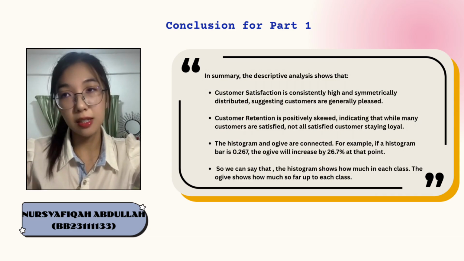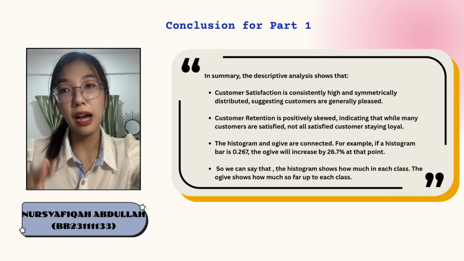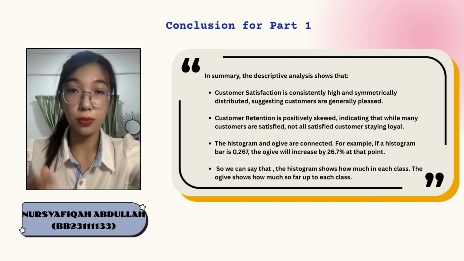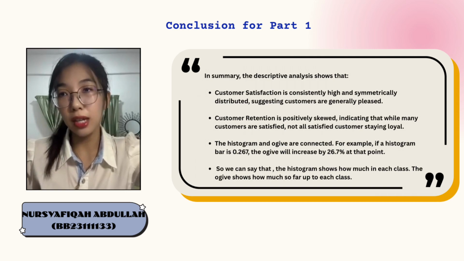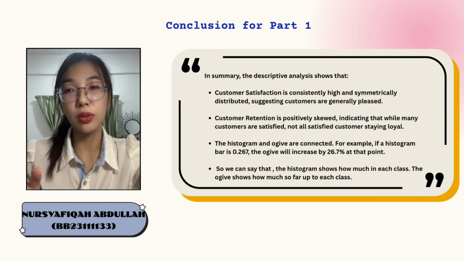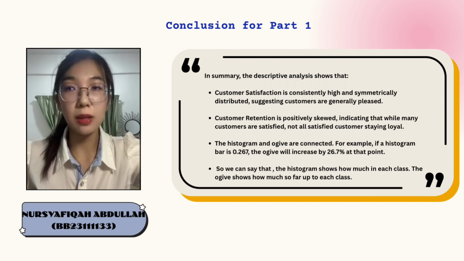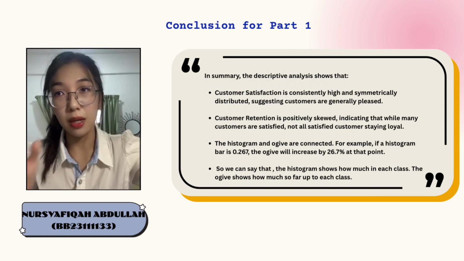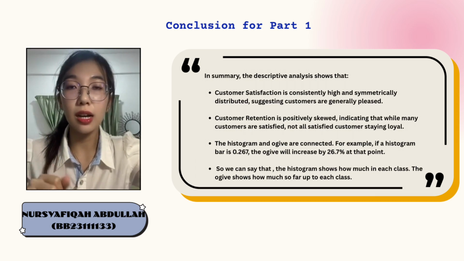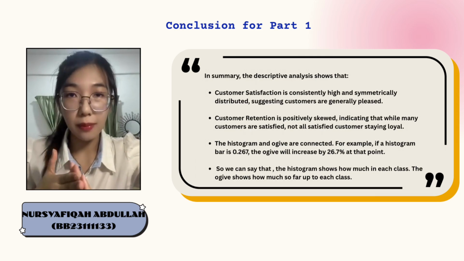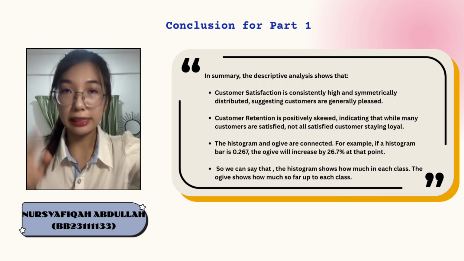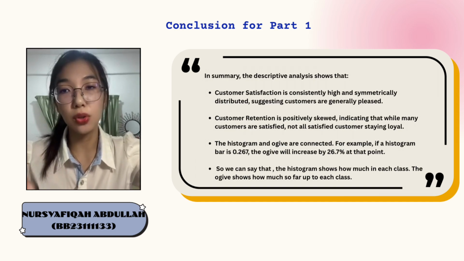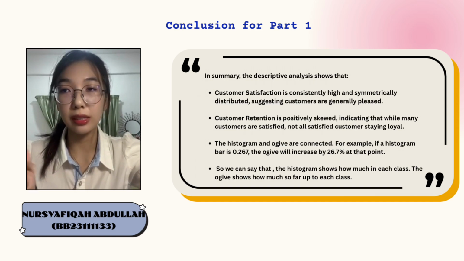In summary, customer satisfaction is consistently high and symmetrically distributed, such that customers are pleased. Meanwhile, customer retention is positively skewed, showing that many customers are satisfied, but not all satisfied customers stay loyal. So there's a connection between the histogram and the ogive. The histogram shows how much is in each class, meanwhile the ogive shows how much so far up to each class.